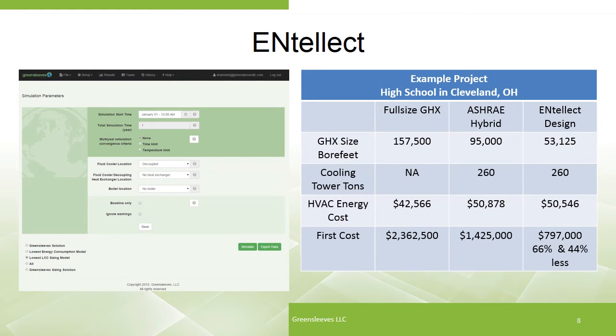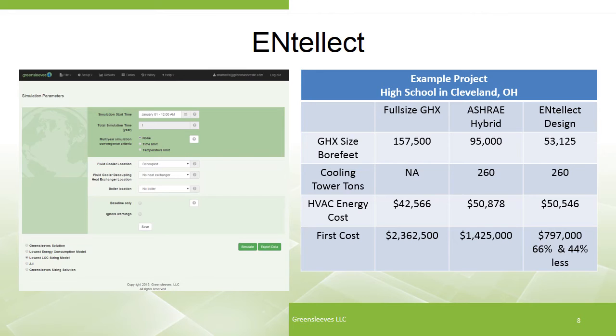Here's another example of a proposed project in Cleveland, Ohio, a new high school. The engineer's design had a full-size bore field of 157,000 bore feet at a first cost of just under $2.4 million. A traditional ASHRAE hybrid, again, where the cooling tower operates on a real-time basis in the summer as the bore field warms up, reduced the bore field size to 95,000 bore feet, and it required a 260-ton cooling tower. Note that there's about an $8,000 a year additional energy cost associated with compressor energy and cooling tower energy use, but it did knock nearly $1 million out of the first cost.